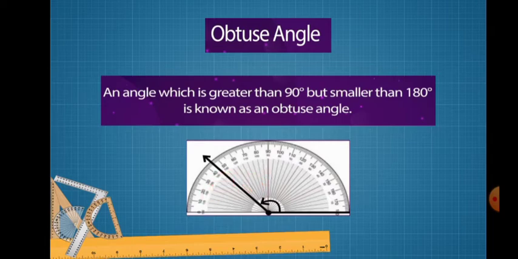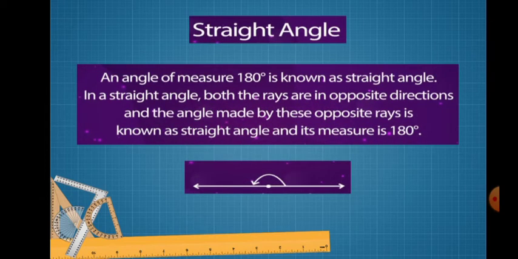Obtuse angle: an angle which is greater than 90 degrees but smaller than 180 degrees is known as an obtuse angle. Then next one, straight angle. An angle of measure 180 degrees is known as a straight angle. In a straight angle, both the rays are in opposite directions, and the angle made by these opposite rays measures 180 degrees.